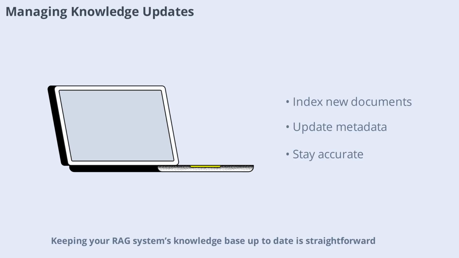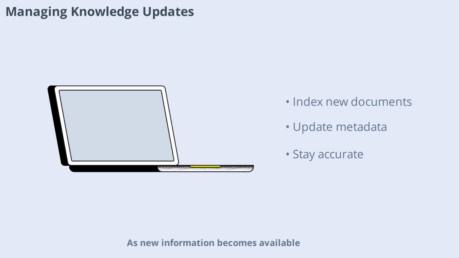Keeping your RAG system's knowledge base up to date is straightforward. As new information becomes available, simply index new documents and update metadata as needed. This ensures your system always provides the latest, most accurate answers without the need for expensive retraining.